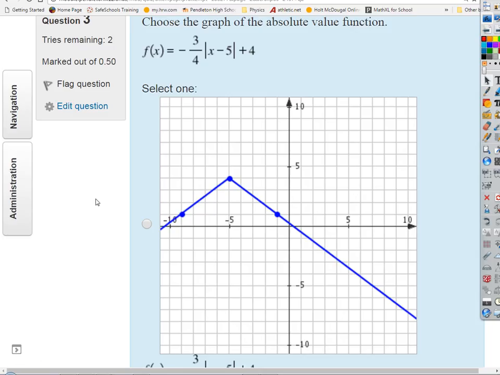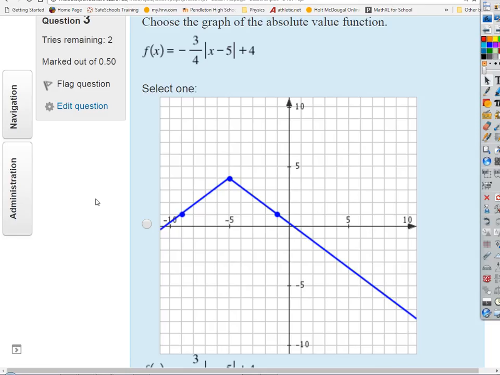Okay, Gage, help me out here. Tell me, what are the coordinates of the vertex? I want the coordinates, I want H and K, coordinates of the vertex. 5 and 4. 5 and 4, good. So the vertex is at 5, 4.